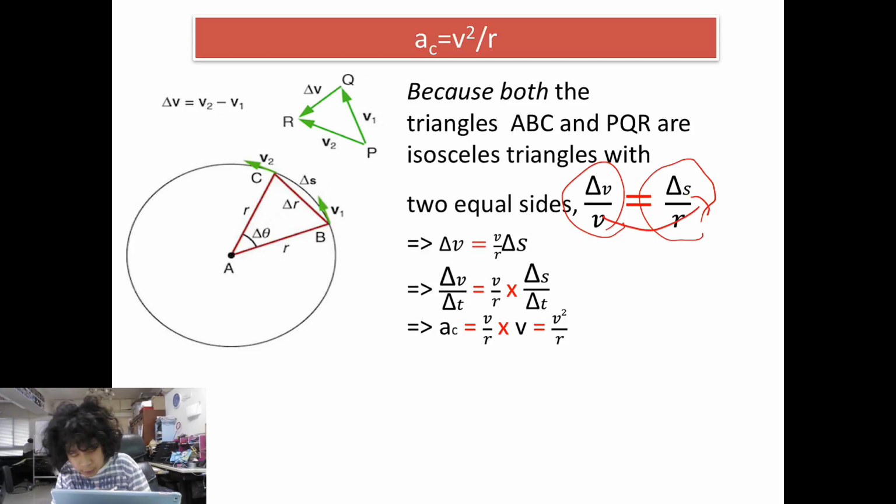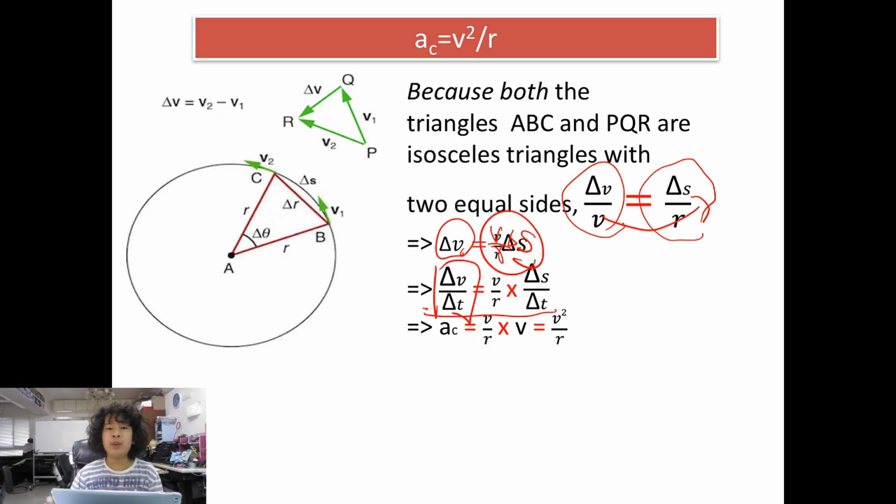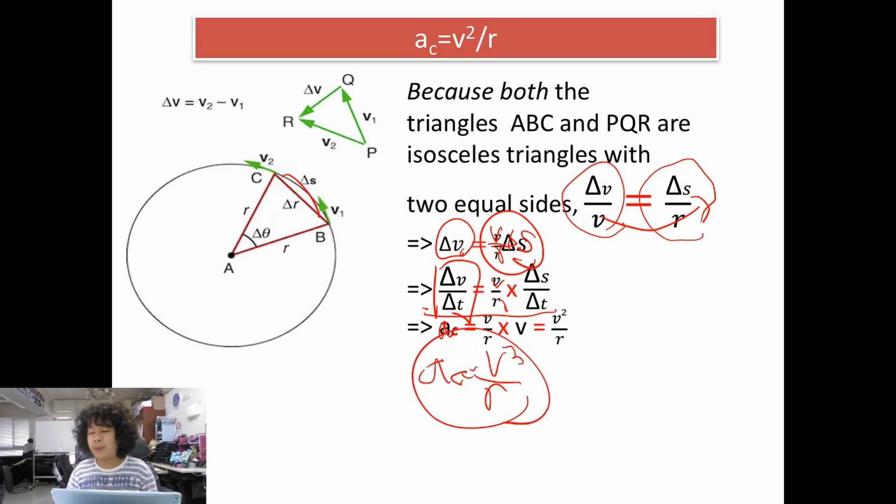Move this V to here, and you find delta V equals V divided by R times delta S. Divide both sides by delta t, and you'll get this equation. Delta V divided by delta t is the acceleration, which is the centripetal acceleration A_c, equal to V divided by R times delta S divided by delta t, and delta S divided by delta t is just the velocity V. Which means that A_c equals V squared divided by R. Then we have proved it.